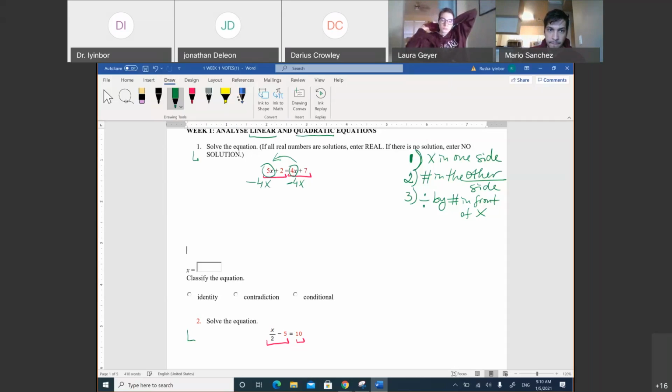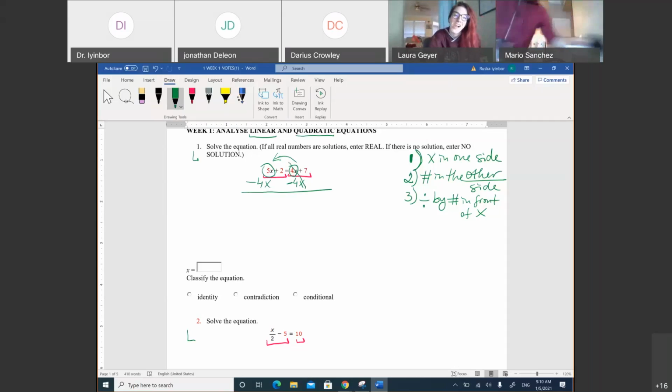So when you subtract 4x on both sides, in the right side here, 4x minus 4x is going to cancel. It's going to give me a 0. Yes, Mario, that's right. Just hold on a second, okay? So 4x minus 4x is going to cancel. That's how you move it over. There is no more x in my right side.